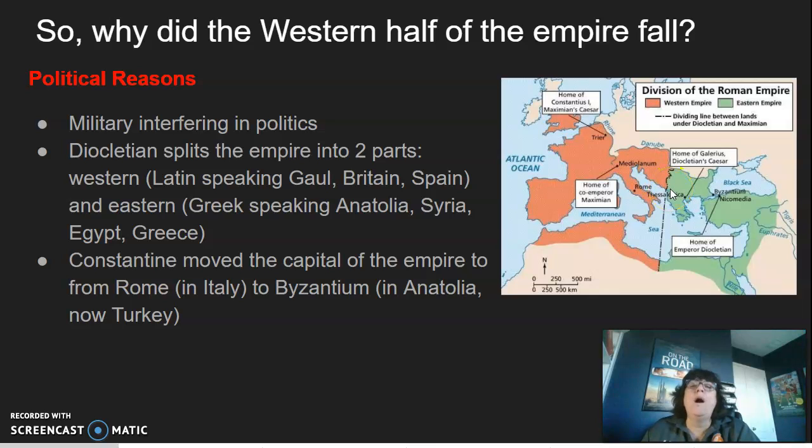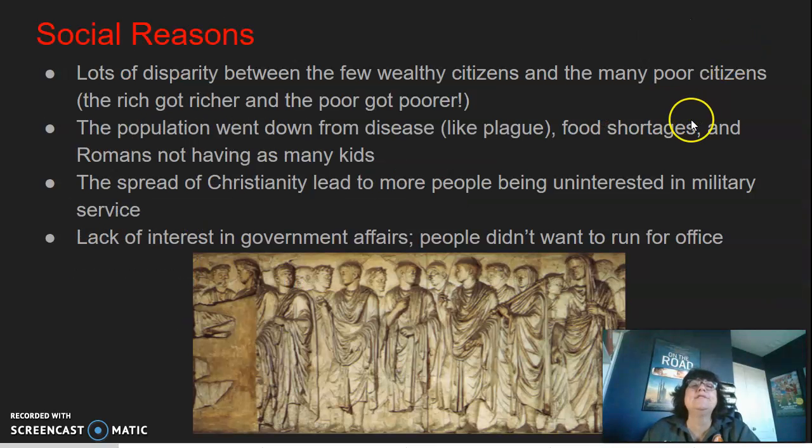So why did the western half fall? Politically, the military gets involved. Diocletian, Maximian, Constantine, they're military leaders, and so they become the political leaders. Then the empire split into two. That was not good for the empire. And then Constantine moving the capital from Rome to Byzantium, which becomes Constantinople, is kind of the last blow for them.